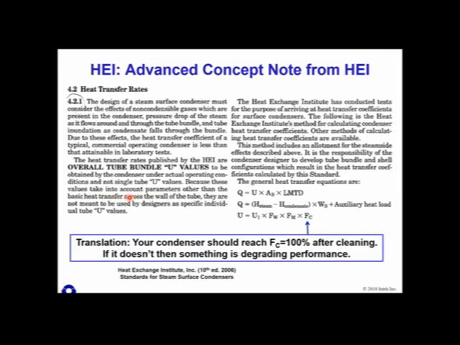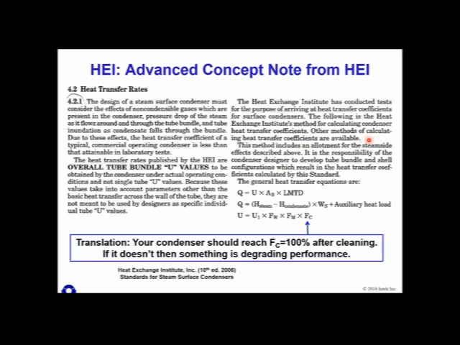Because these values take into account parameters other than basic heat transfer across the wall of a tube, they are not meant to be used by designers as specific individual U2 values. They have conducted tests. Here, this method includes an allotment for the steam side effects described above.